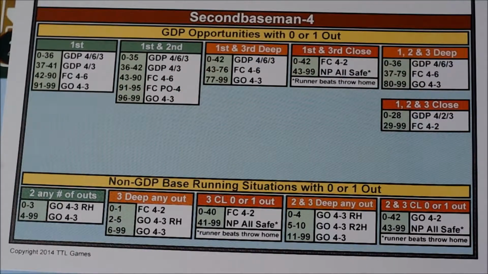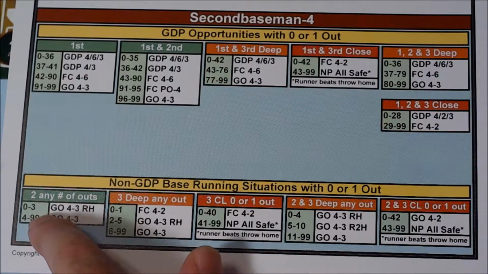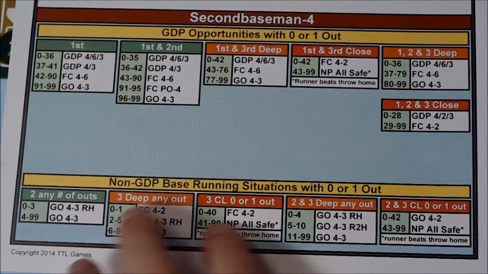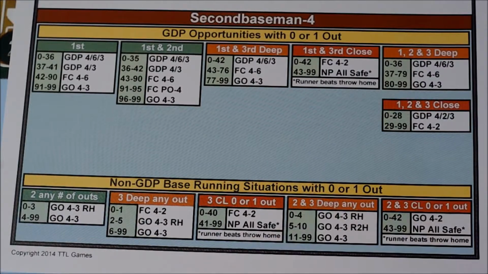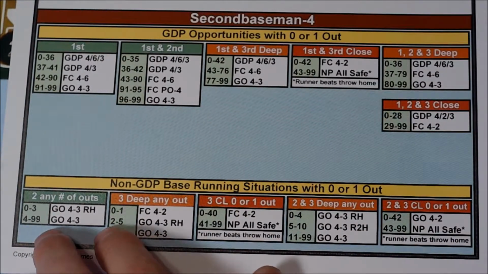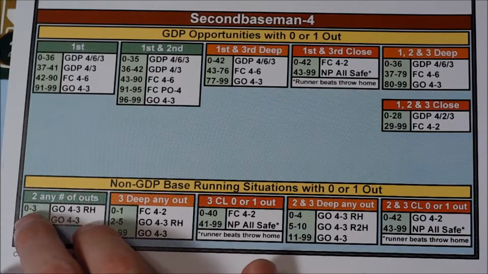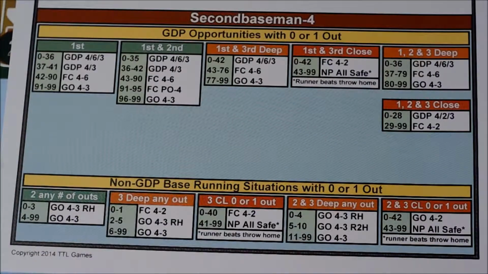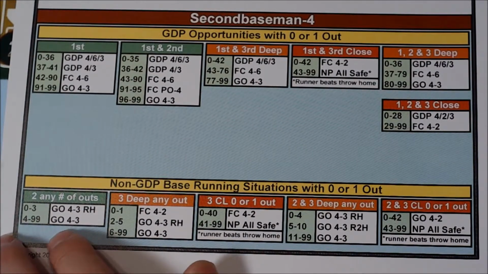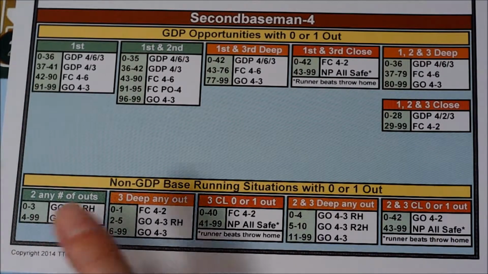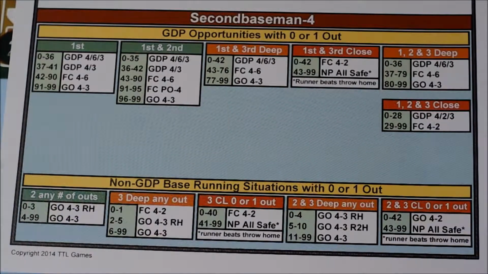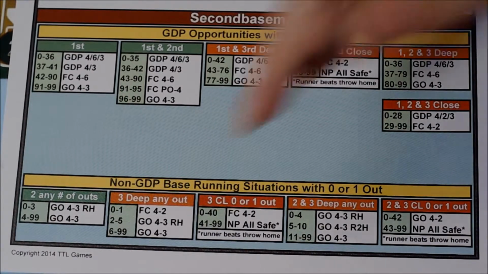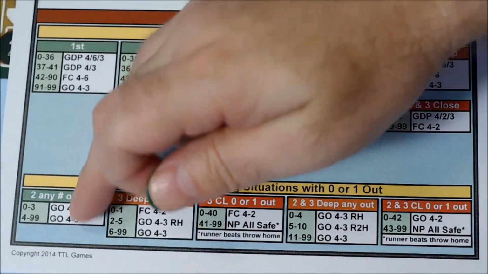Then down here is where you have your non-GDP situations. It's pretty much any time there is not a runner on first. So here, if you have a runner on second, a lot of this is determining whether the runner holds or the runner advances. So a runner at second and you get 0-3, ground out 4-3, runner holds. That means the runner at second stays at second and the batter's retired. Now if it's just ground out 4-3, anytime it doesn't say RH, you assume that the runners advance. So the batter's still out at first, but the runner advances to third.